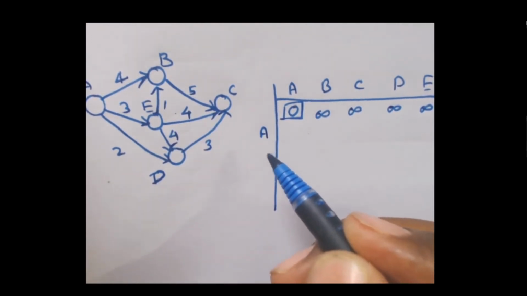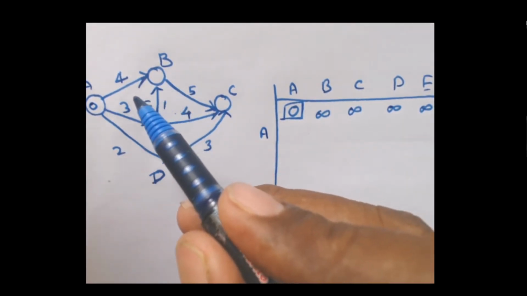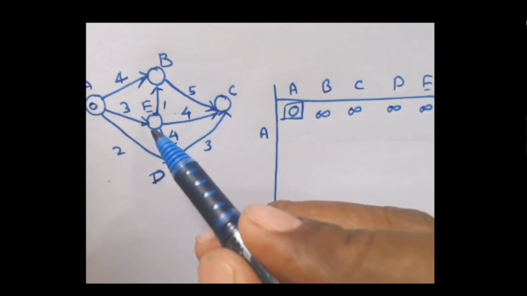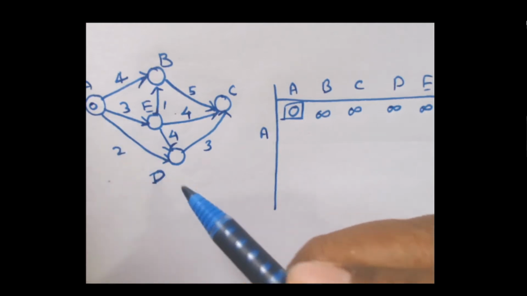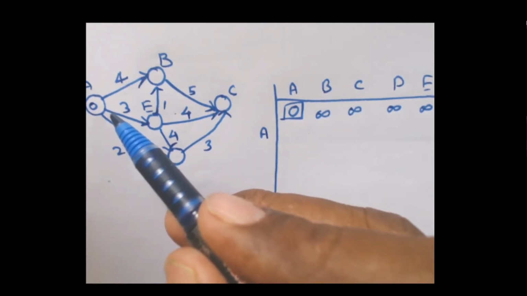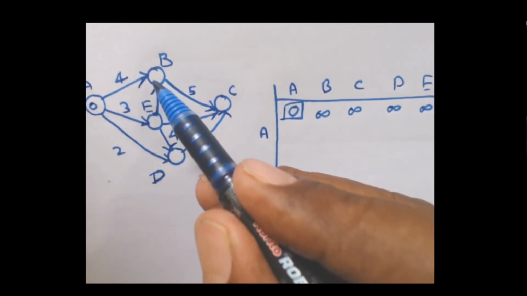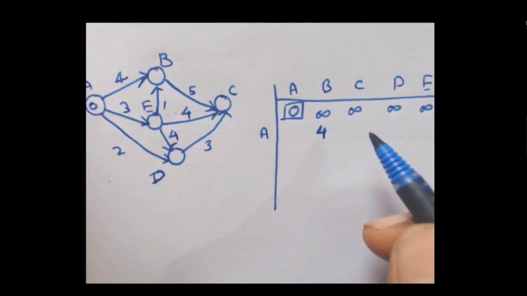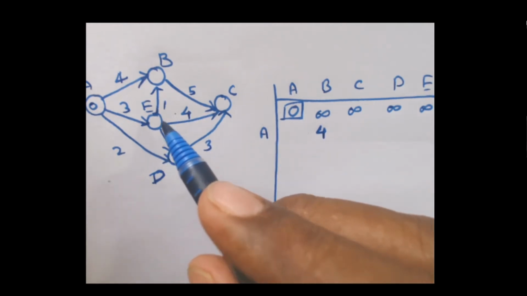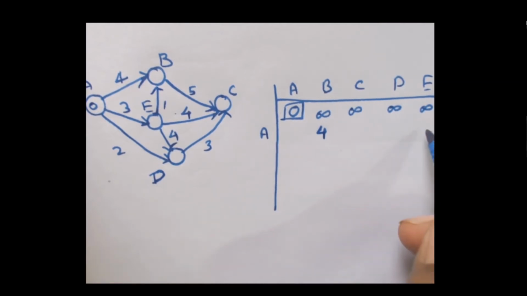So since A is collected and all the adjacent vertices of A should be relaxed, A is having adjacent vertices B, E and D, since all these vertices are having a direct path from A. So for relaxing the edge, we will calculate 0 plus 4, and that is better than infinity. So we'll continue for 4. Then E is also an adjacent vertex of A. 0 plus 3 is 3. 3 is better than infinity, so we'll write 3 for E.